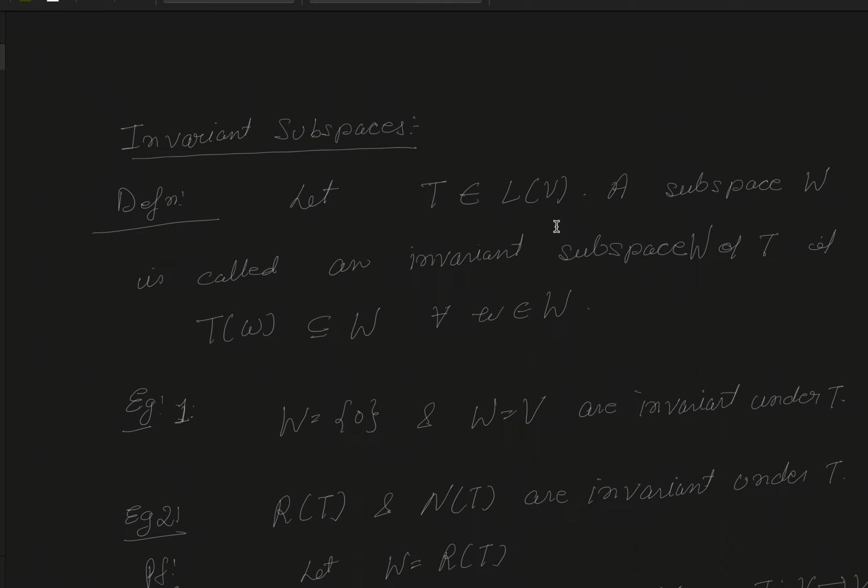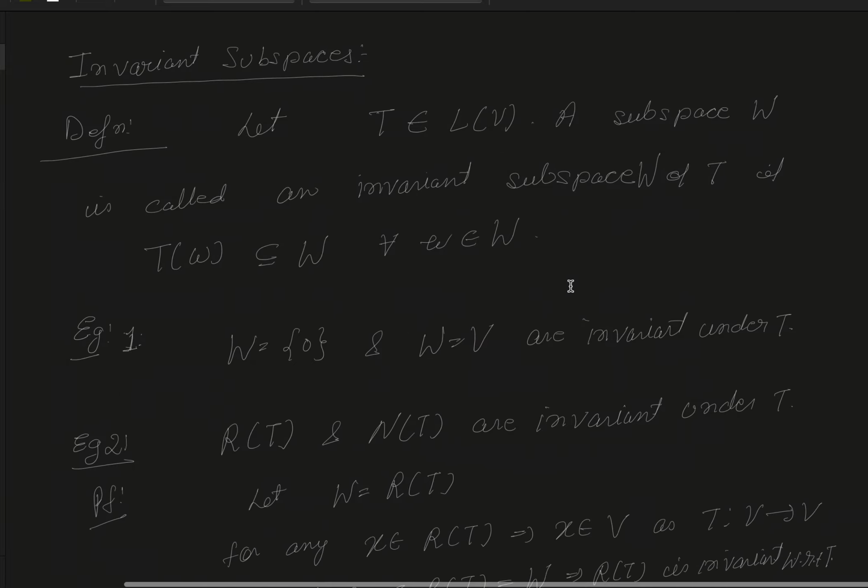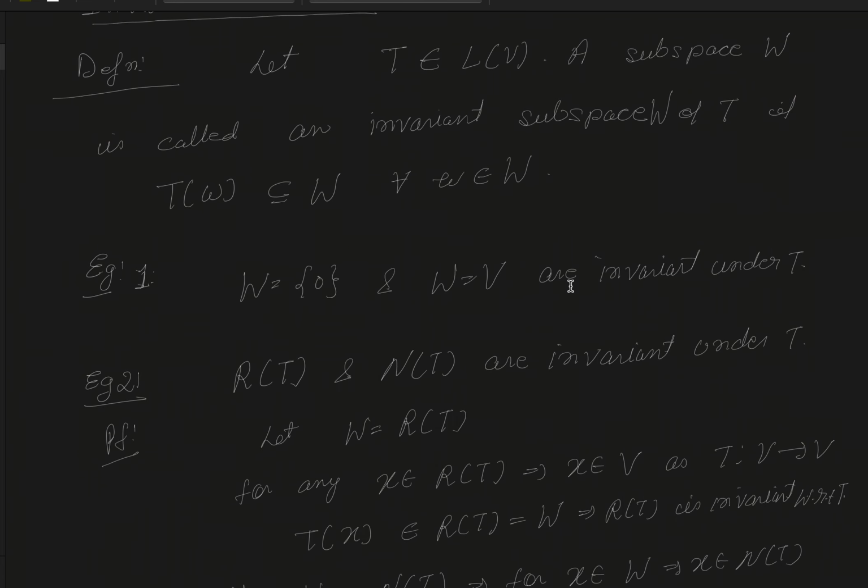So a subspace is called invariant if it is closed under the operator T. Then we can have some examples. If you take the subspaces 0 and V, you know that 0 is always a subspace of V, and V itself is a subspace of V. For 0, T(0) is again 0, which is contained in the zero subspace. So that is why 0 is invariant under T.